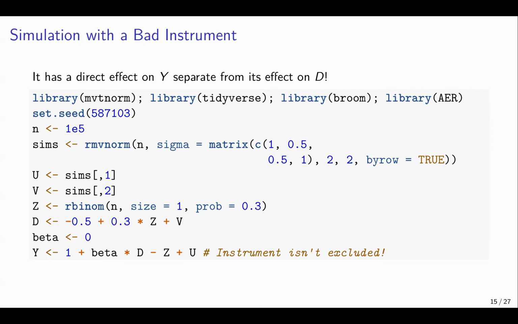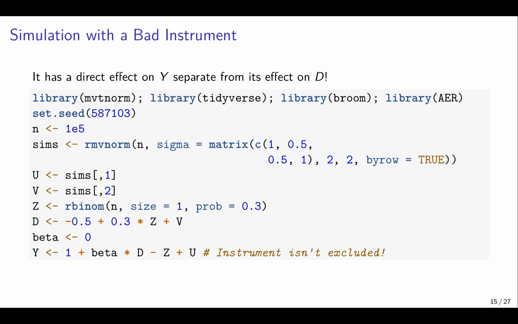Okay, so let's set the seed. What are we going to do here? Well, we're going to simulate some correlated random normal draws. We've learned about how to do that in an earlier lecture. I'm going to call them U and V. I've got a Z, which is my instrument. It's going to be binary. So Z gets rbinom, size equals 1, prob is 0.3. That means Z is a coin flip, but it's a biased coin, so the probability of heads is 0.3. And I've got quite a lot of Z's here. So I've got many thousands of Z's that I'm drawing.